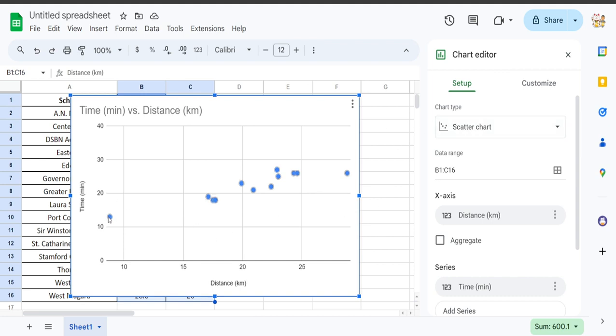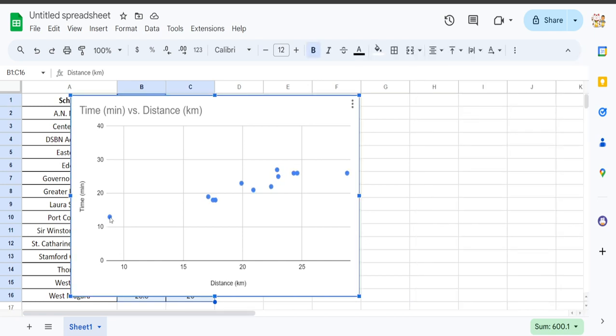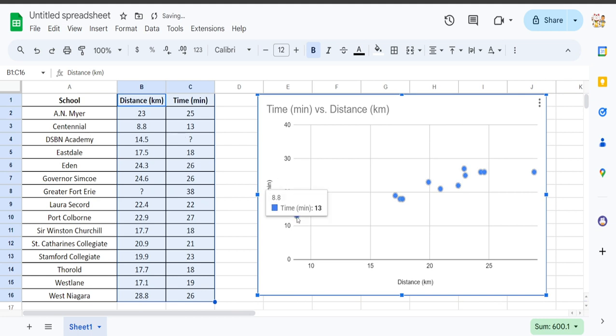Here I can see all the individual points, all the individual schools. So I have a distance of 8.8 and a time of 13. I see Centennial is this point, and I see all my other points laid out here. So this is my scatter plot. I'm looking for a relationship between the distance and the time, distance being the independent variable, time being the dependent. Basically, the time is going to depend on the distance.